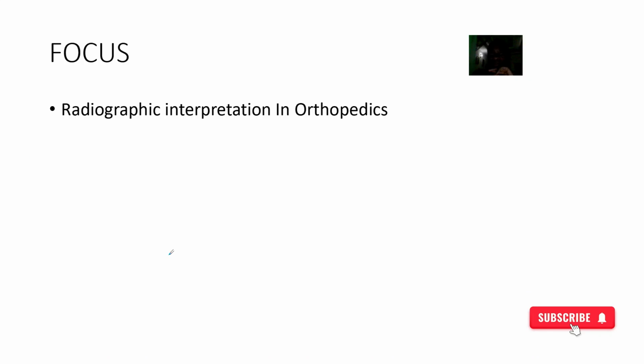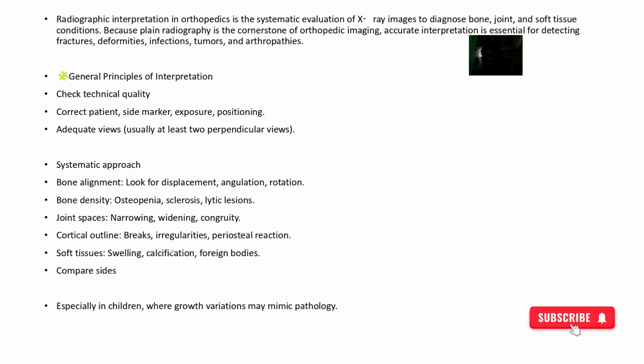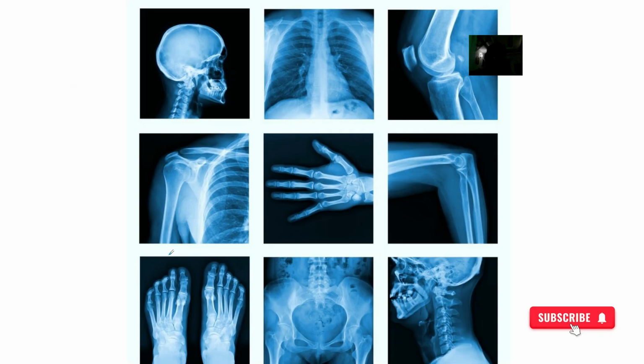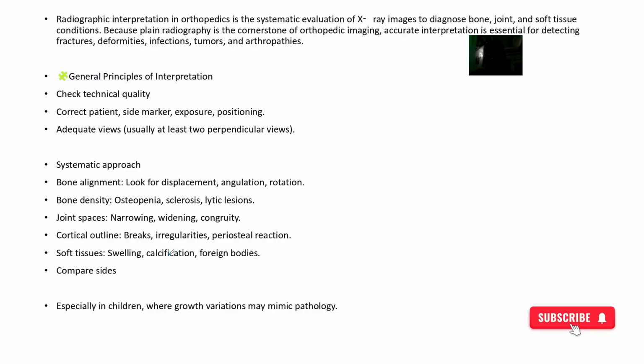So with this radiographic interpretation, you're trying to look at how you can say if there's something wrong with any imaging picture that is sent to you. Just so you know, it's a systemic evaluation of X-ray images. You are trying to carefully examine the image before you to be able to diagnose if there are issues in the bone, issues in the joint, or soft tissue issues.